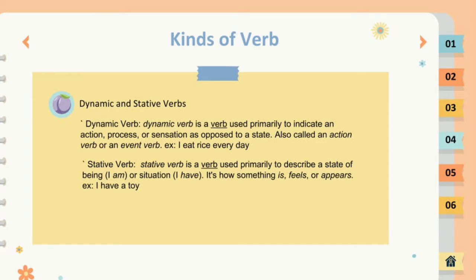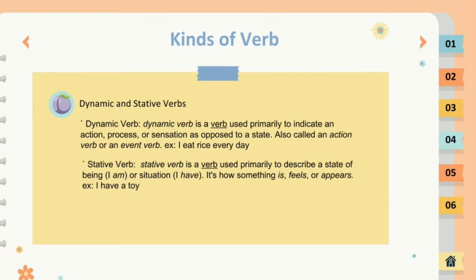Eat here becomes a verb. What kind of verb is it here? Dynamic verb. Why is it called dynamic? Because it is a verb that indicates an action. You have an action here, like you eat rice, I eat rice. It shows you the action. So it becomes a dynamic verb because this verb shows us the action.